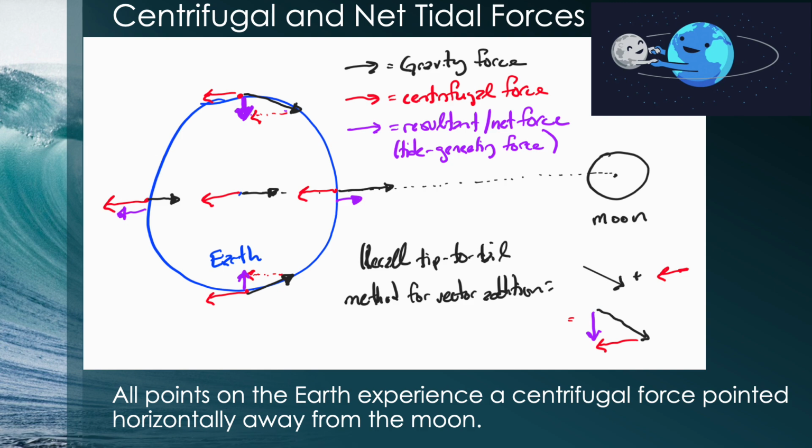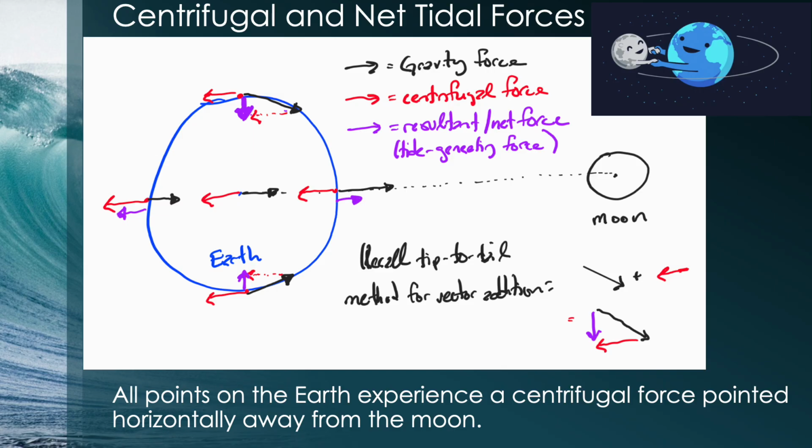And so because the Earth is doing its own orbit, it has a centrifugal force. And what this diagram is showing, the red arrows, are showing the centrifugal force. There's a little bit of subtlety here, but basically because all of the points on Earth are in the same circular orbit, they all feel the same centrifugal force.